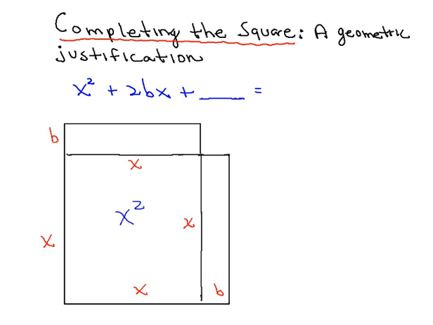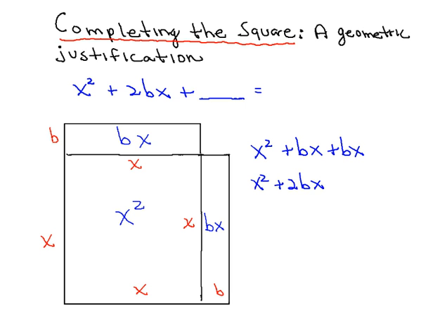Now on top of this square we have a rectangle where the length is x and the width is b, and I think you would agree that the area of this rectangle is b times x. And you see another rectangle to the right of the big square, each of whose dimensions is also b and x, so the area of this rectangle will be b times x. Adding the areas of the square and the two rectangles together, we have x squared plus bx plus bx, and then simplifying we have x squared plus 2bx.